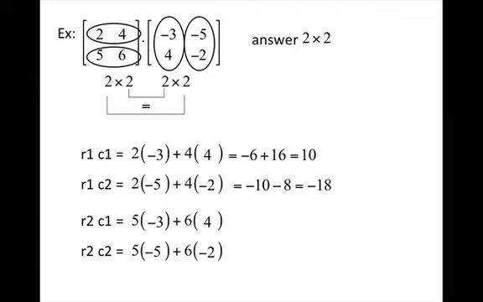In row 2, column 1, 5 times negative 3 is negative 15, 6 times 4 is 24, and negative 15 plus 24 is 9. Then in row 2, column 2, 5 times negative 5 is negative 25, 6 times negative 2 is negative 12, and negative 25 minus 12 gives me a negative 37.